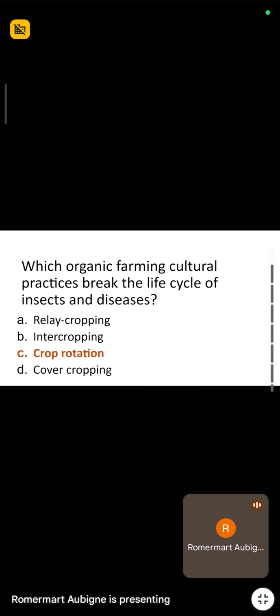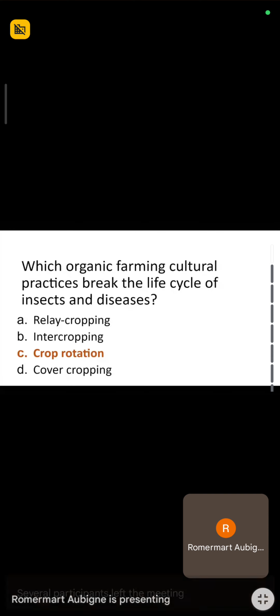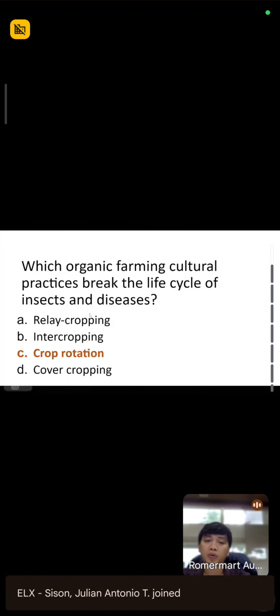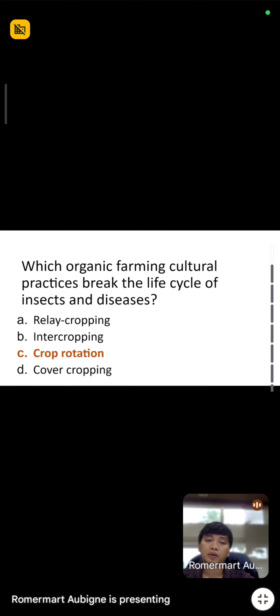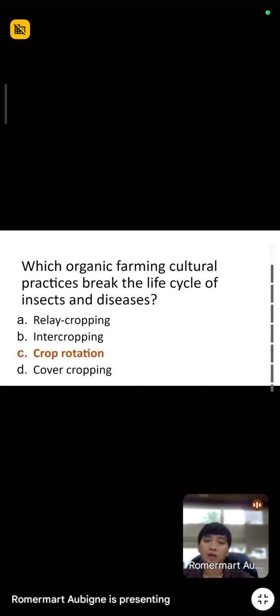Relay cropping, ito yung pag-aabot yung ating main crop and the tinatawag natin cash crop. Then intercrop, meron po tayong magkasabay na tinatanim, may naka-intercrop po sa ating halaman. May other crop, may main crop tayo and may kasabay na siya na other crop din. Then crop rotation, ito po yung pagpapalit-palit natin ng tanim, no? So to break the cycle of the insect and also the disease, so we do crop rotation and also mapahinga din yung ating soil. No?